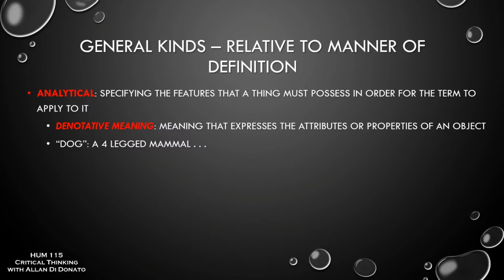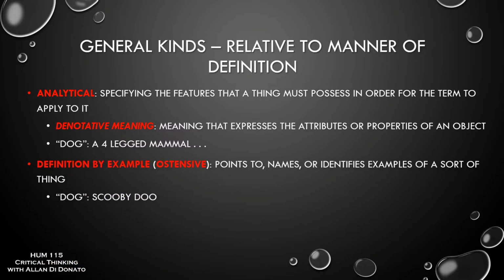Okay, next we have the definition by example, or the ostensive definition. This is merely pointing at something, right? Naming something, identifying an example, right? So instead of saying a dog's a four-legged mammal, I might say dog, and I point over there at Scooby-Doo. Okay, that's what I mean by dog. I'm pointing or giving an example. It doesn't really tell you what it is we're talking about. It's not analytical in any way, but it's helpful.